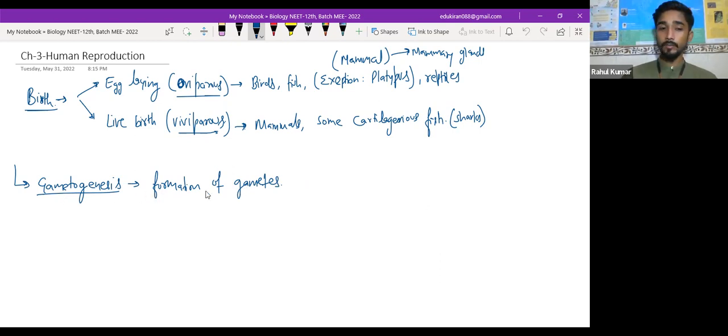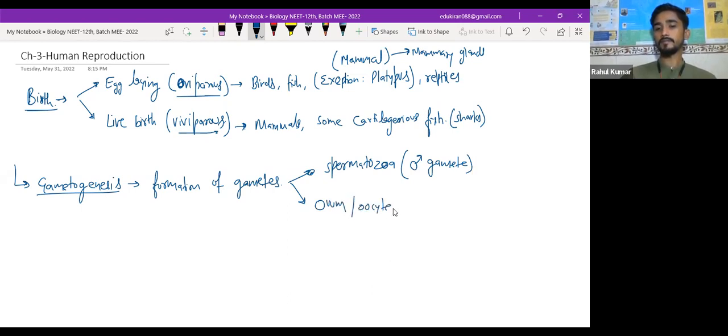Now, in humans, gametes are of two types, right? One is called spermatozoa, right? Yes or no? And spermatozoa is the male gamete. This is the symbol for male. And the other one is ovum, or we also call it oocyte, or we also call it egg cell. All these are the names for female gametes in humans.